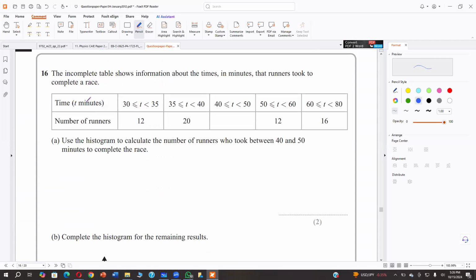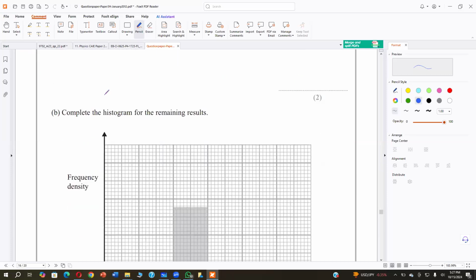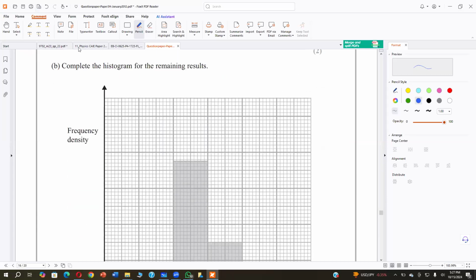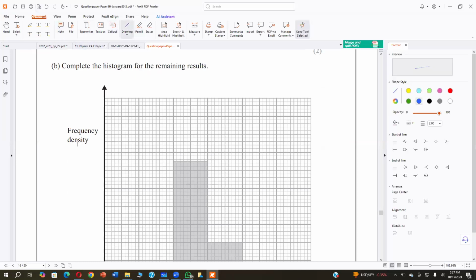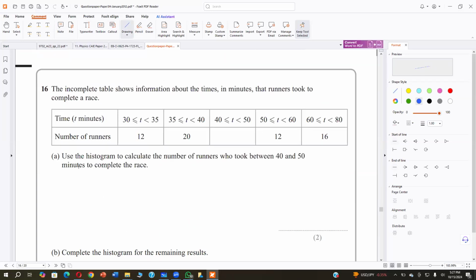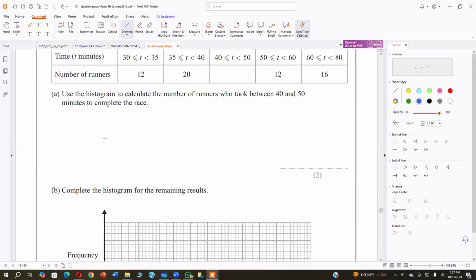The incomplete table shows information about times in minutes that runners took to complete a race. Use the histogram to calculate the number of runners who took between 40 and 50 minutes to complete the race. We have to see carefully. The y-axis is frequency density. It's not frequency. So the examiner is cleverly giving frequency density on the y-axis, but here he's talking about frequency.